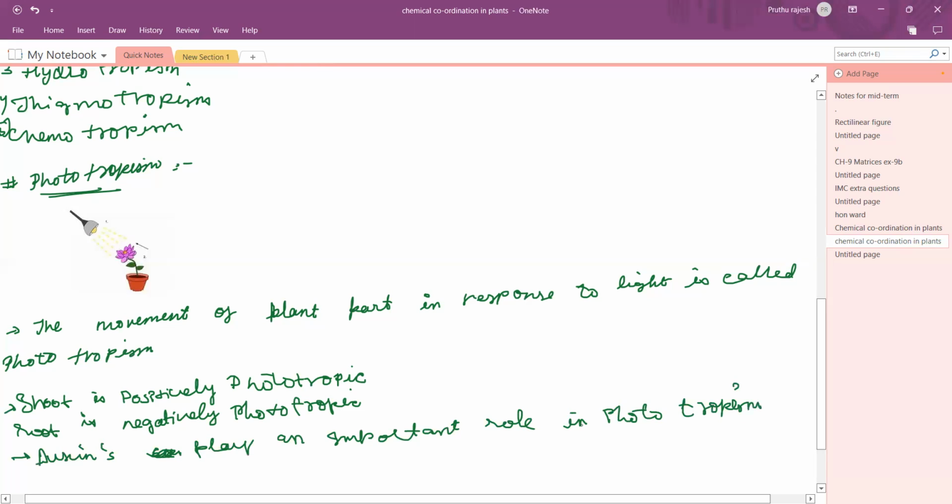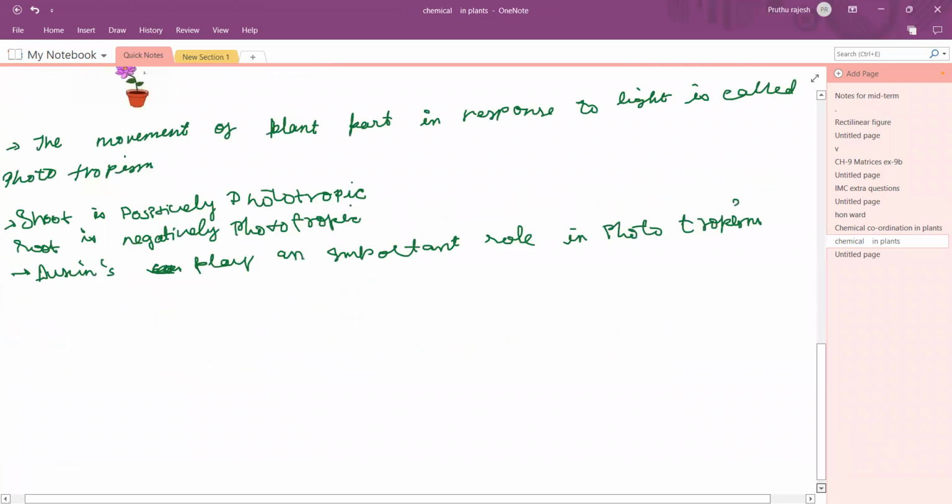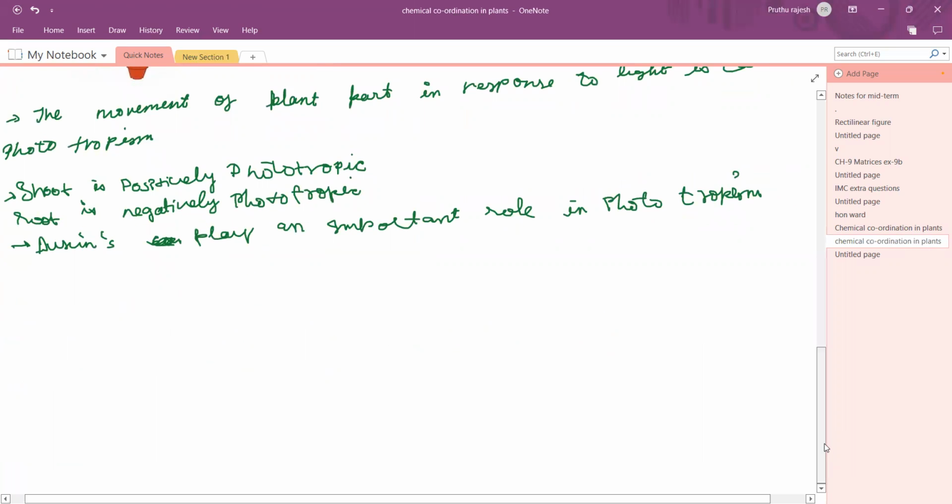Thus, we complete phototropism. We have geotropism, hydrotropism, thermotropism, and chemotropism to go. So I will start with geotropism now. Geotropism, gravity movement, things like that.